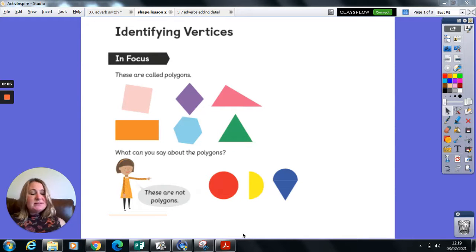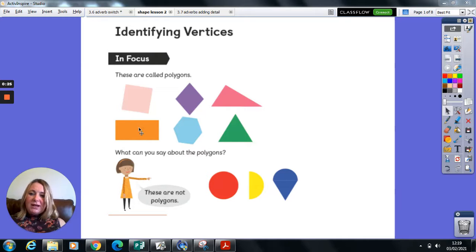So yesterday we started looking at shapes. We had a lovely easy lesson yesterday. We identified squares, triangles and rectangles, and we looked at why they were slightly different. So we're going to continue with that today, and we're going to introduce some new vocabulary.